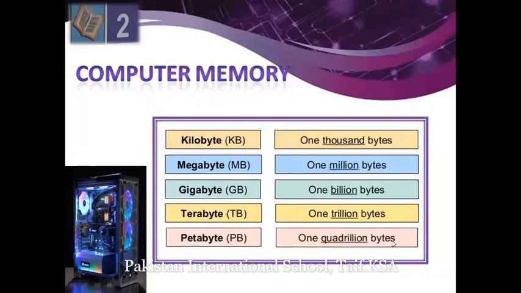So all these are the units of memory measurement. Nowadays we can measure our memory with the help of MB, GB, TB, and PB. Like we have 128 MB, we have 2 GB memory, like this. So we can measure our memory with the help of these memory measurements.